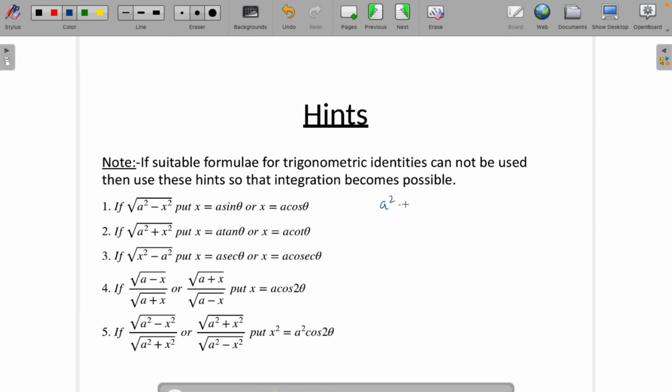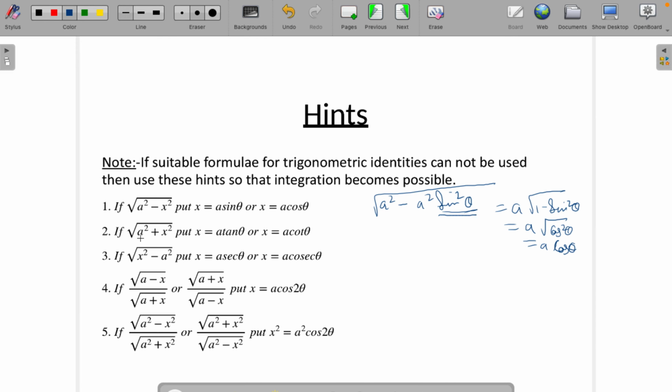So a square minus x square can be written as a square sine square theta, and I can take a square common. So under root of 1 minus sine square is left. So you know the identity: 1 minus sine square theta is cos square theta, and under root of cos square theta is a cos theta. Similarly, if I put cos in place of sine, I will get sine here.